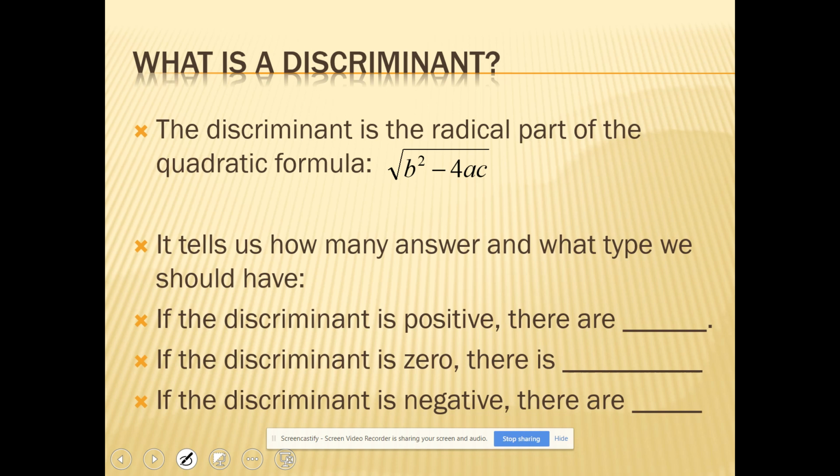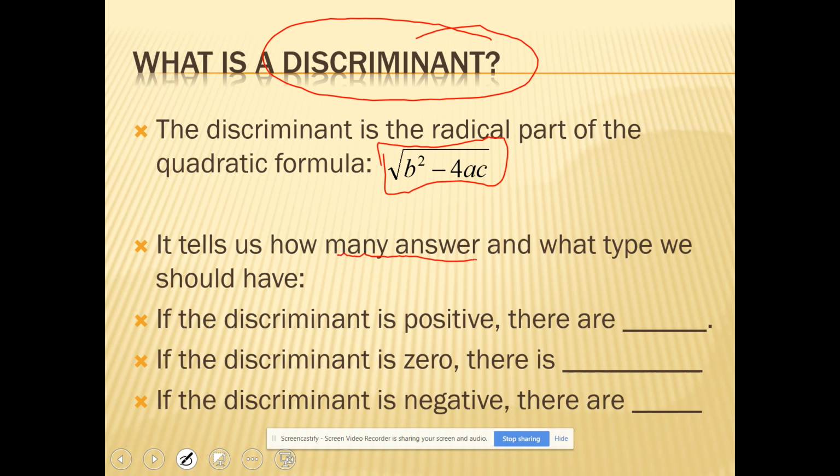Before we get solving, let's talk about the discriminant. The discriminant is the radical part of the quadratic formula. So it's the stuff right underneath that square root. This is important because it can tell us how many answers and what kind we should have. This will be a question on your test. It will be a question on your final, and it's a question on ACT.